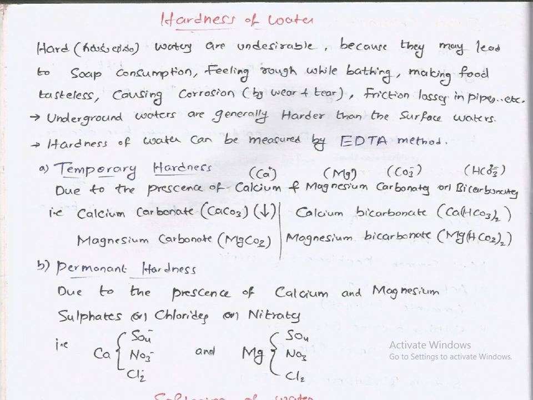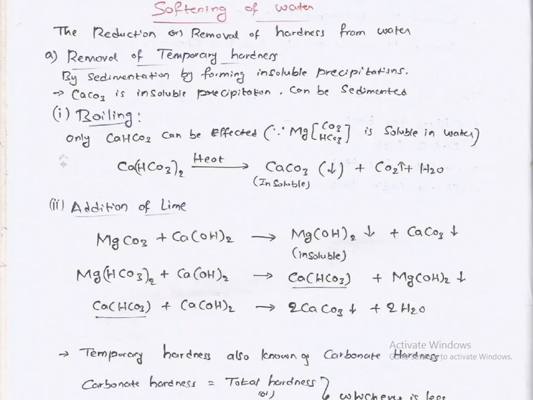Softening of water: reduction or removal of hardness of water is softening. Removal of temporary hardness is by sedimentation, by forming insoluble precipitates. CaCO3 is an insoluble precipitate and can be sedimented. By boiling, only Ca(HCO3)2 can be affected, since magnesium carbonate or bicarbonate is soluble in water. Calcium bicarbonate Ca(HCO3)2 on heat decomposes to calcium carbonate insoluble precipitate, plus carbon dioxide released and water.